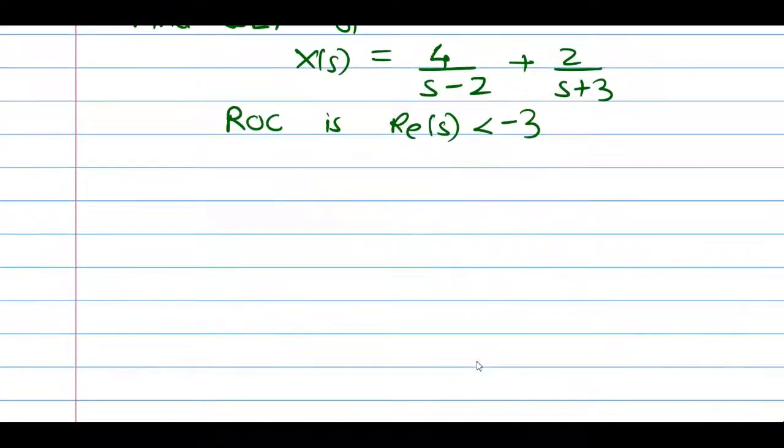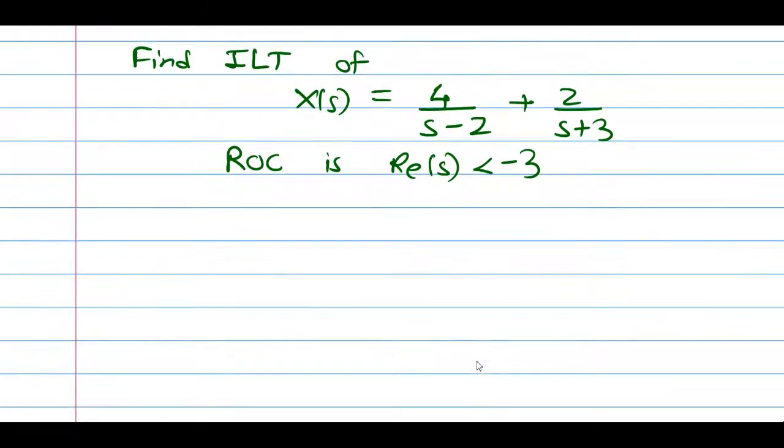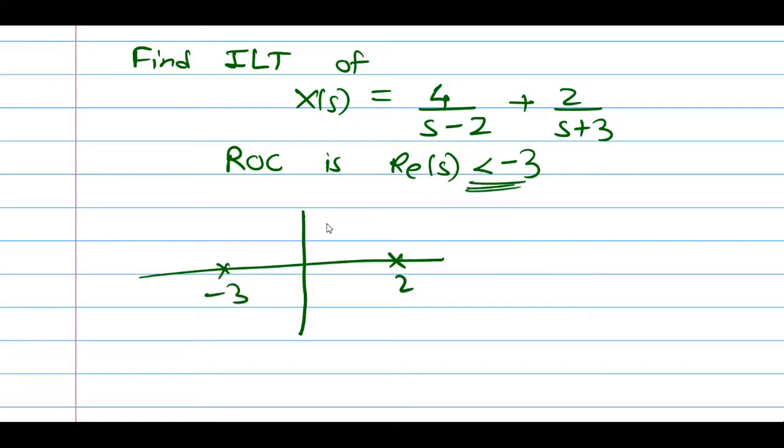Next question, find inverse Laplace transform of 4 upon s minus 2 plus 2 upon s plus 3. So first mark the pole locations. So s minus 2 equal to 0, that means one pole is at 2. S plus 3 equal to 0, that means another pole is at minus 3. Now given ROC is, it is less than minus 3. That means it is towards the left hand side of minus 3.